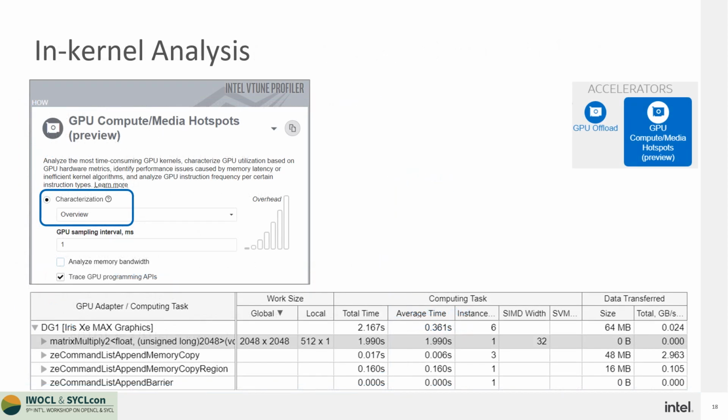Once you have defined that you need to go further and analyze individual computing tasks, you need to select the GPU Compute Media Hotspots analysis in VTune and then find out which predefined analysis type you want to use for further analysis. It gives basic information on each individual compute task, like global and local sizes, timing information about the execution of the kernel, the SIMD width, instruction characteristics, and the data transfer sizes.